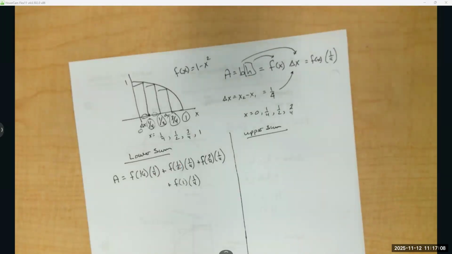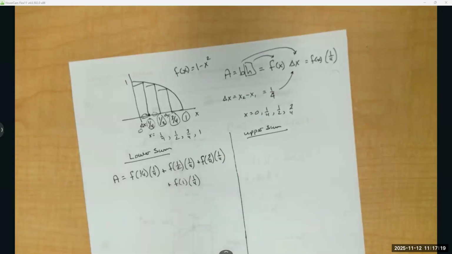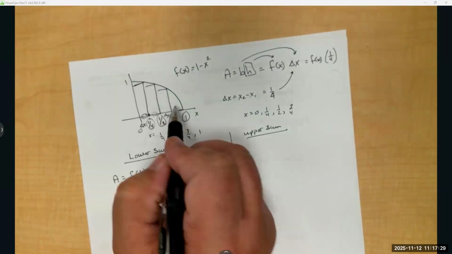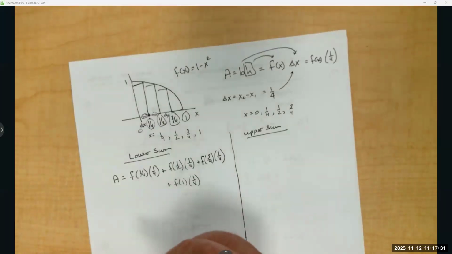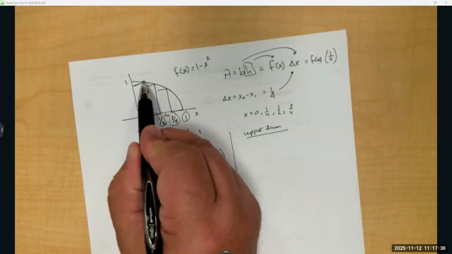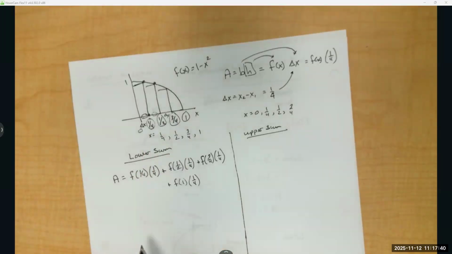Why do I have different x's? Because this is the lower sum. This is the formula that's going to give us a number that's lower than the actual area, because I'm doing the rectangles inside the function. So if I'm using inside the function, I have to use the right bounds, and that starts at 1/4. Then I have to use 1/2.